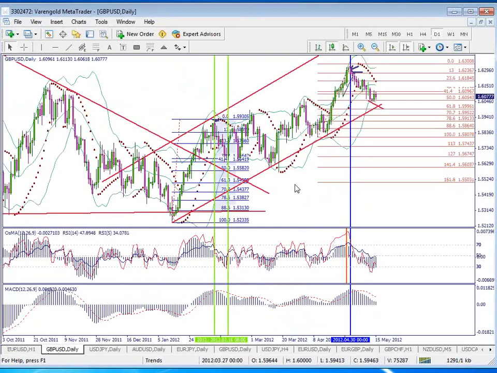Okay, for the pound, the pair just went a little bit under the 50 Fibonacci level, didn't reach the channel line, also didn't reach 61.8. It's possible to see something like this in the next period of time.